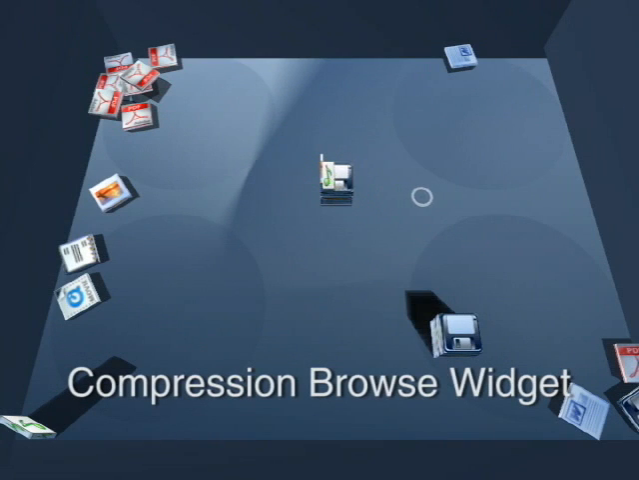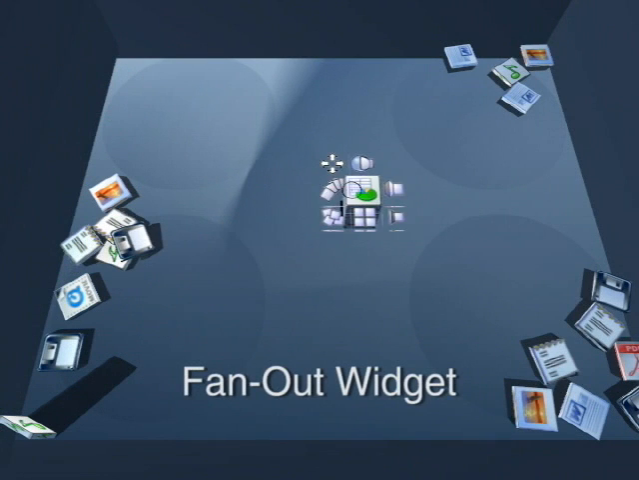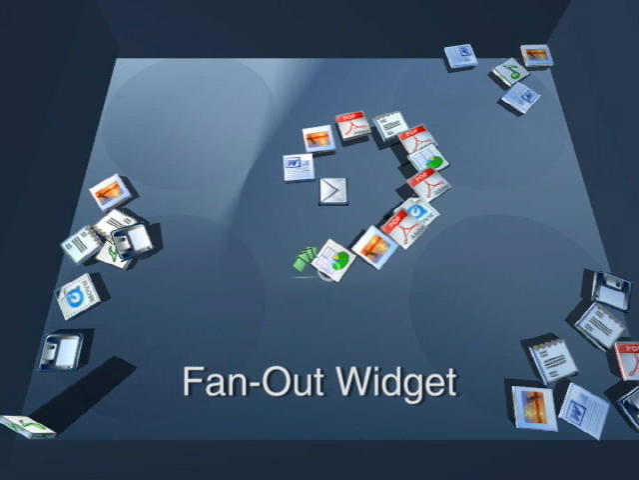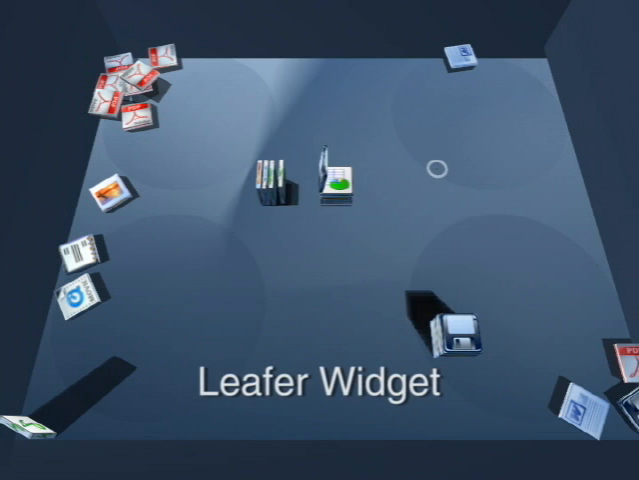Compression browse keeps items in place, maintaining context while revealing items from the top down. Techniques that resemble real-world manipulations include fanning out a pile like a deck of cards on the user-drawn path, or leafing through like pages of a book.